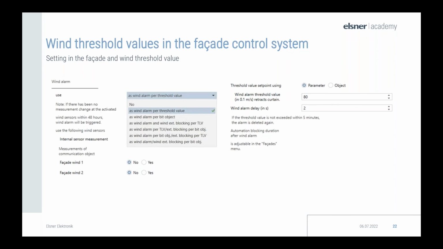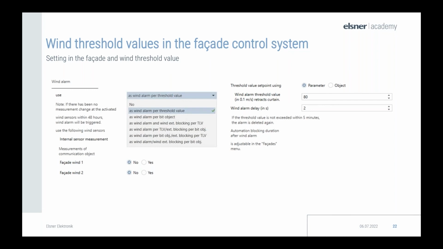Since I use the wind value measured by the weather station, I have selected the measured value from the internal sensor. If there are individual wind sensors on the building, for example for the facades, these can be integrated via a communication object. For this, the setting measured value from internal sensor would be set to no.